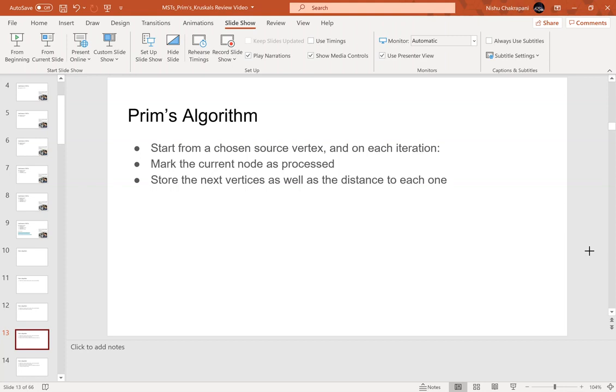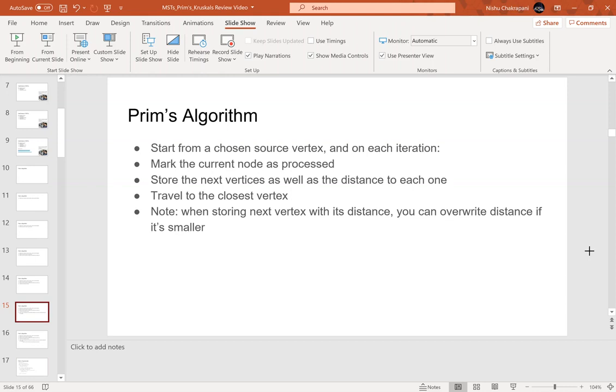And you could include candidates from your previous iteration. But basically, out of all your candidates that you could go to next, you want to go to that closest one, that shortest one with the smallest edge weight. And that edge that you've just traveled along would be part of your MST.